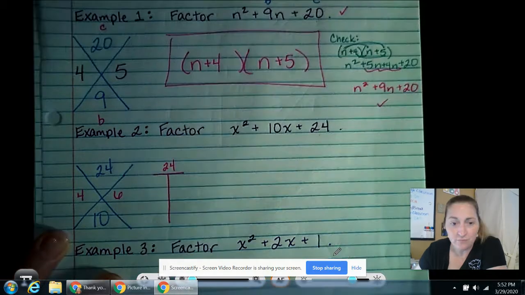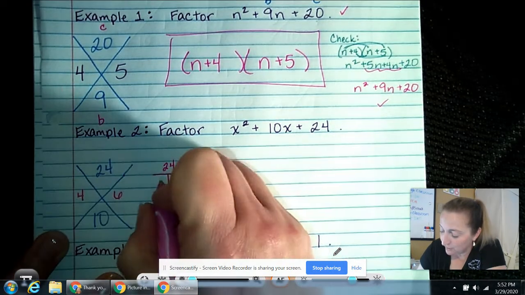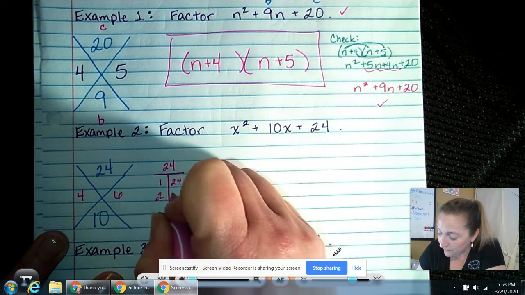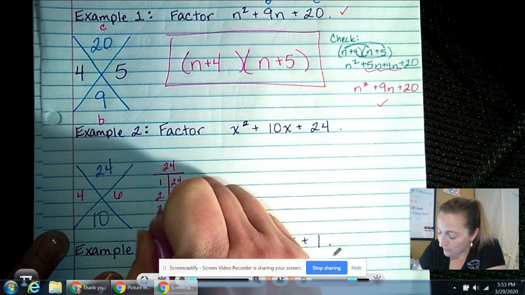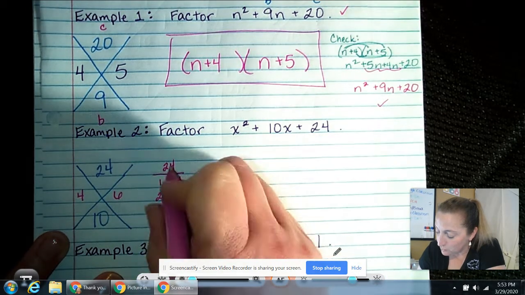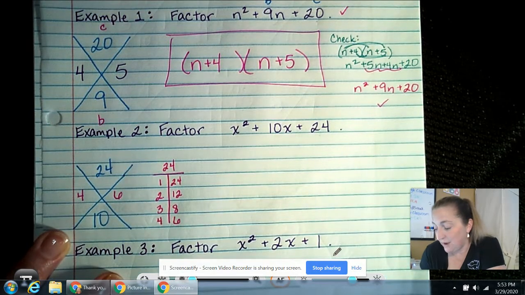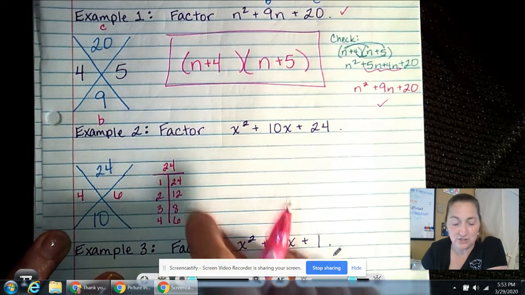But if not, go down the list and say, okay, 24 divided by 1 is 24. 24 divided by 2 is 12. 24 divided by 3 is 8. 24 divided by 4 is 6. And 5 doesn't go into 24. Okay, so we can stop right there. So this is how I get all my combinations.